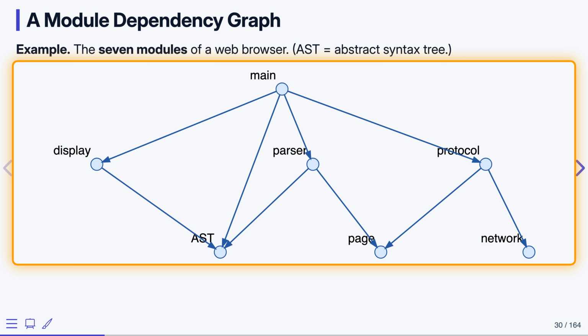2 arrows leave it, so the parser depends on the abstract syntax tree and on the page module, and the protocol module depends on the page and the network modules. Now read the arrows backwards, and you have the build order. A module can only be finished after everything it points to is finished.